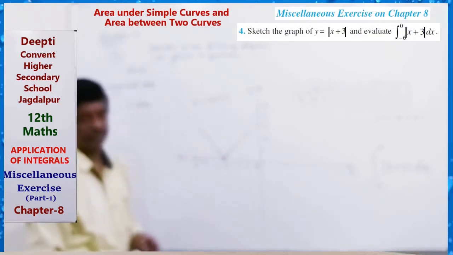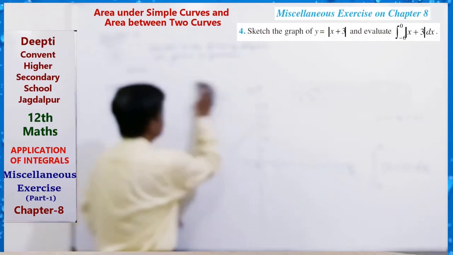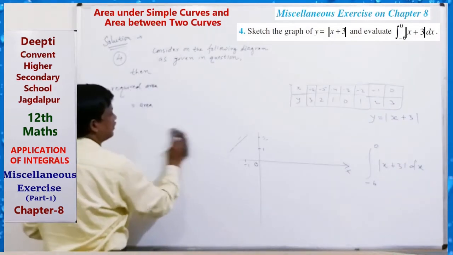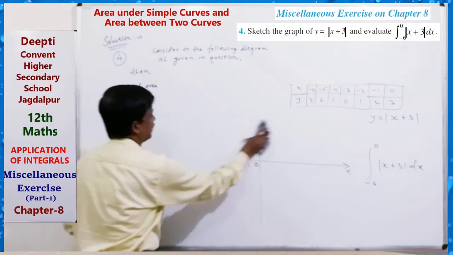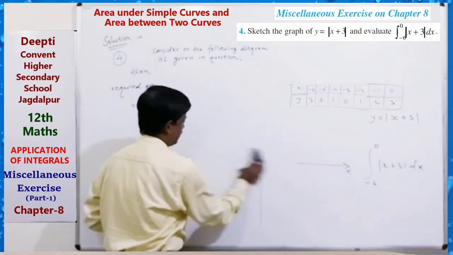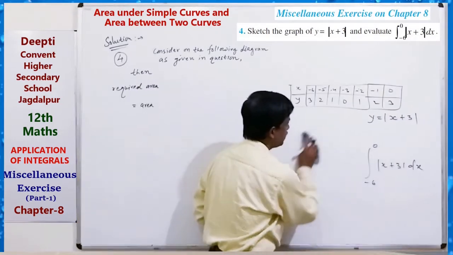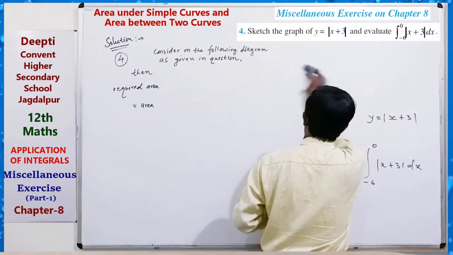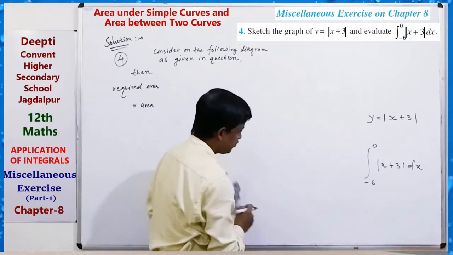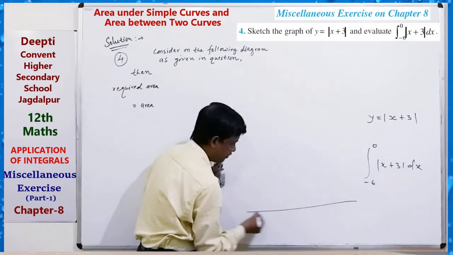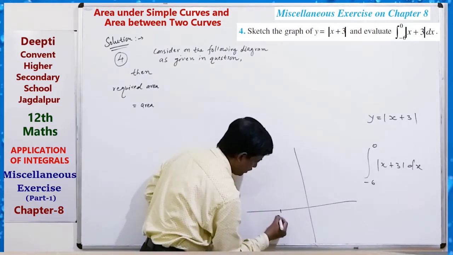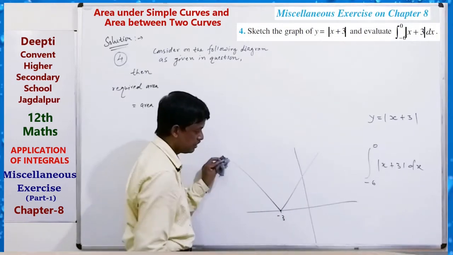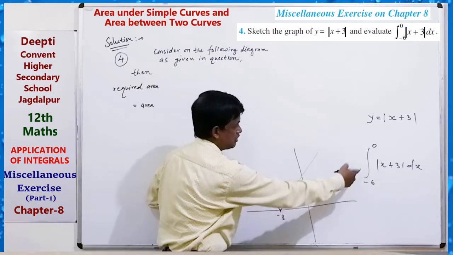This is the graph. Now solving the integration. Solving this integration. Here we see in the graph, here minus 3, so the graph is just like this, with the negative side and the positive side here.